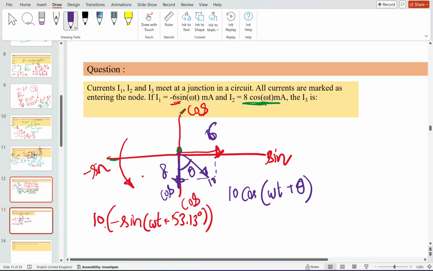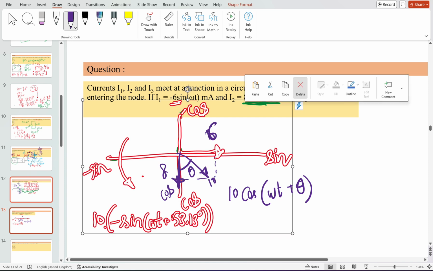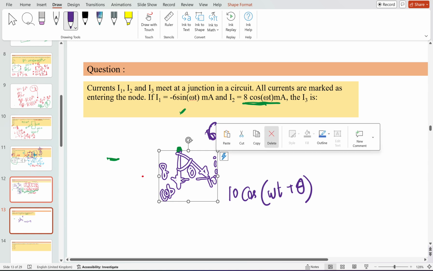Any doubt in this? Any doubt in this? Okay, let me give you one question out of this. Similar to, based upon this concept, let me give you one question and try to solve it, here itself.